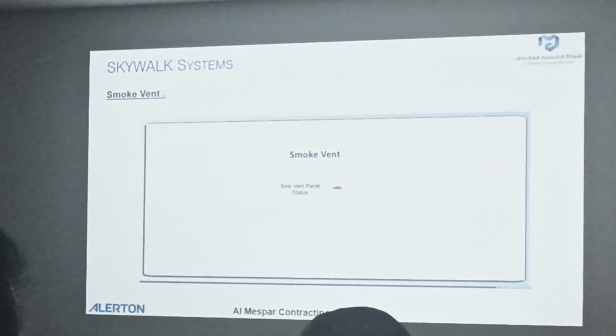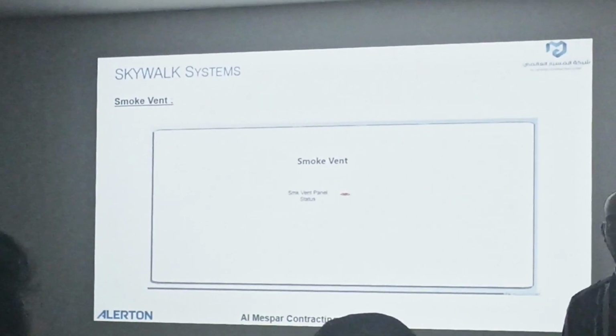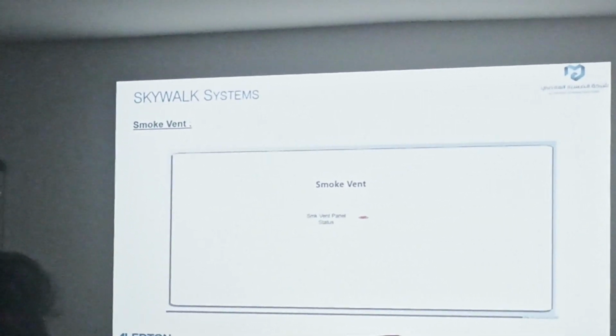We are showing it here because the fire alarm system doesn't have its own workstation for the skywalk. There is a repeater panel and a printer module. That's it. Understood? Any questions regarding this?